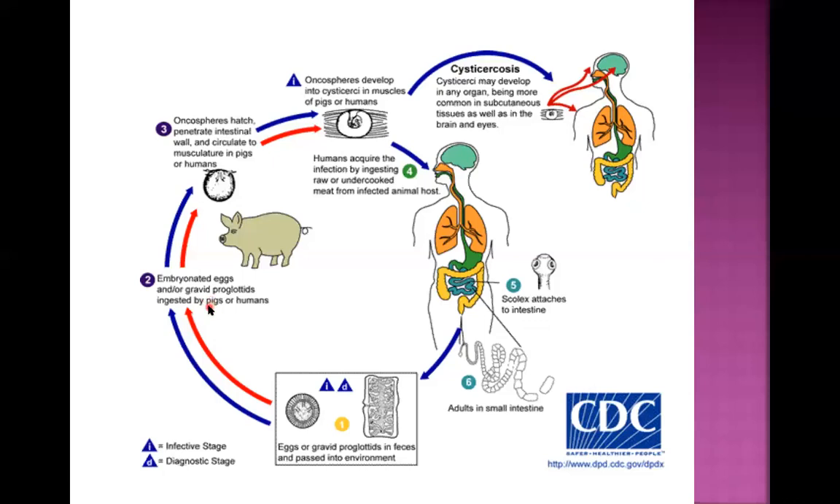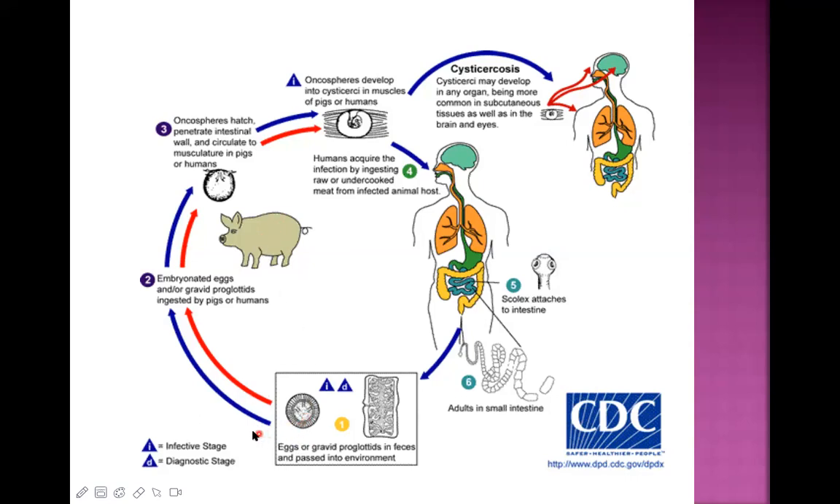Now, what will happen inside the pig or that pork? The oncospheres hatch. They penetrate the intestinal wall of that pig and circulate in the muscle. Now, if a human being consumes that meat or muscle without properly cooking, then they can get adult tapeworm disease. I have explained that to you many times. Now, let's talk about how neurocysticercosis or cysticercosis occurs in the human being. This stage is the same.